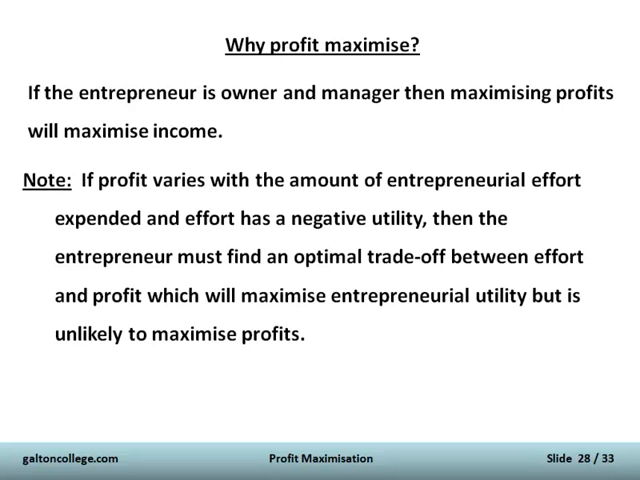If the profit varies with the amount of entrepreneurial effort expended, and the effort has a negative utility, then the entrepreneur must find an optimal trade-off between effort and profit. So the danger here is that entrepreneurs, if they are single owners of the business, may work too hard, with a negative utility, a negative effect on them, perhaps their health, they're overworking. So even though the entrepreneur knows about profit maximization and knows how to do it, it may not be worthwhile doing it because it'll affect his or her health, it'll affect their long-run performance in the business.